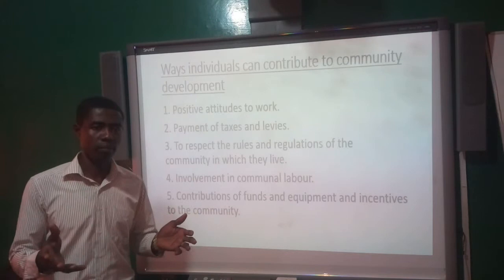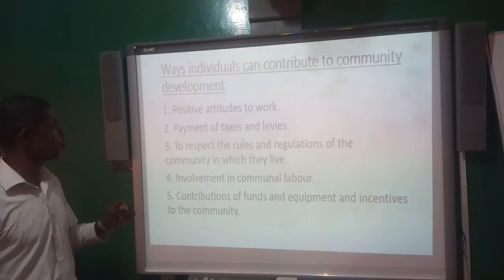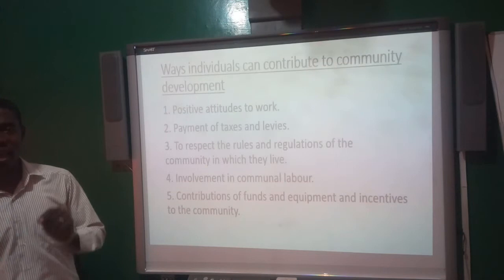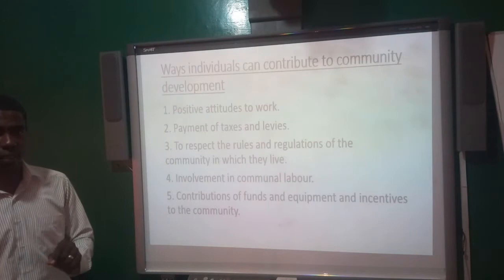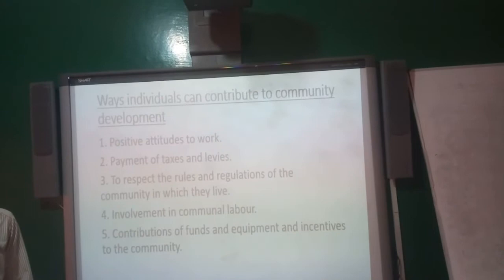Now, the first one, as a member of your community, you are required to exhibit positive attitude to work. Positive attitude to work is one of your responsibilities as you are in your community. In order to contribute to the advancement or to the development of your community, your attitude should be a positive one.